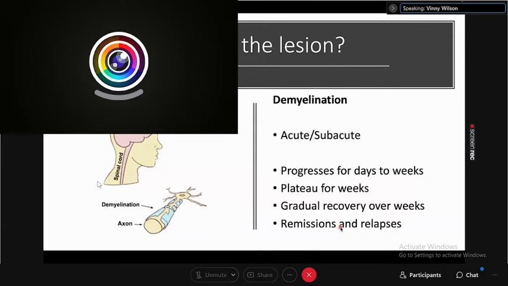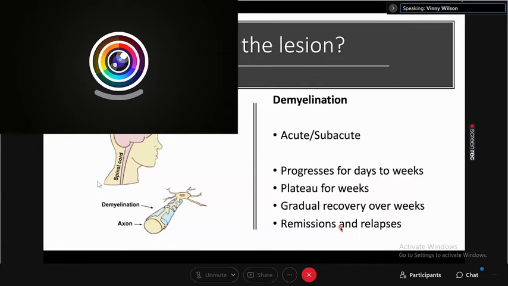So here is a typical progression over days to weeks. This is again different from the vascular etiology, where we saw that the maximum deficit happens in the beginning, or maximum in the first 2-3 days. Unlike that, here the neurological deficit is worsening over days to weeks, and after it worsens, it attains a plateau.